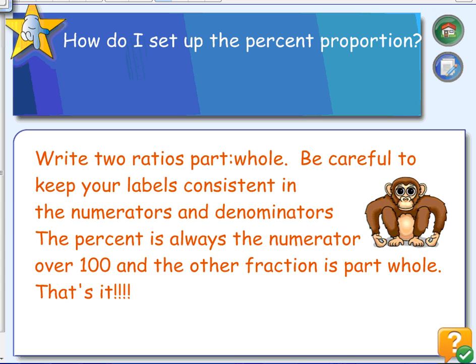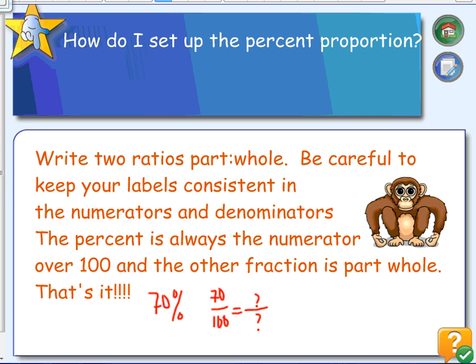So that's it. If you think about it, if we have 70% and we want to put that in a proportion to easily solve it, we just put it as 70 over 100. And then we can equal that to whatever other fraction we're working with.